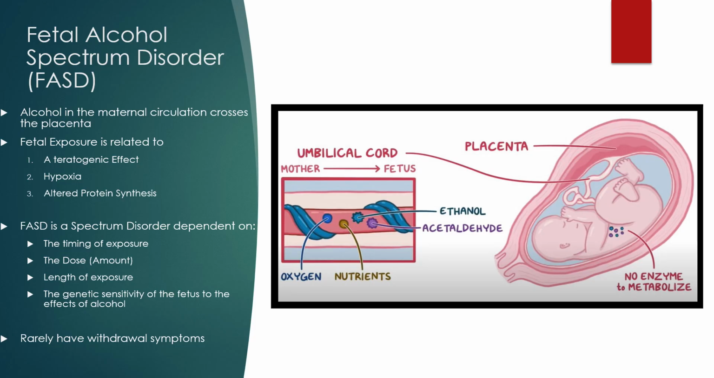So, FASD is a spectrum disorder, meaning that the effects on the fetus and newborn will be directly related to the timing of the alcohol consumption during pregnancy. Was it the first 8 weeks? What was the amount that was consumed? Is it 1 glass or a large quantity? And what's the duration of exposure? Was it one occurrence or was it daily use?